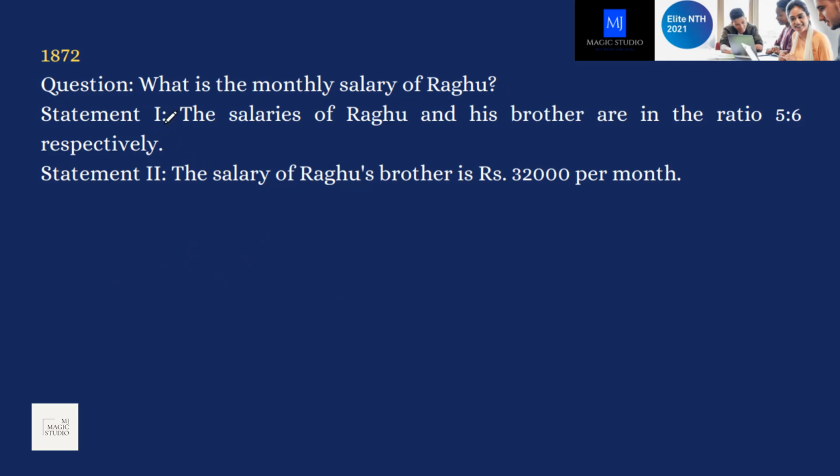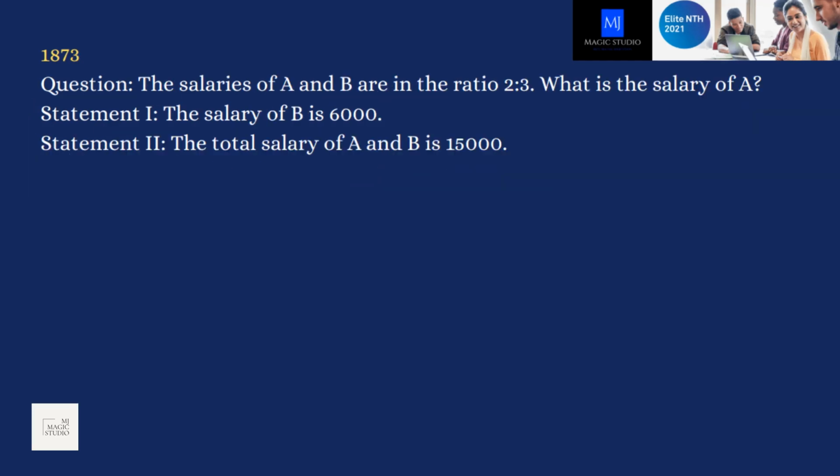Next one: what is the monthly salary of Raghu? Statement 1 says the salaries of Raghu and his brother are in the ratio 5:6. With this we can't answer what is the salary of Raghu. Statement 2 says the salary of Raghu's brother is 32,000 per month. With this statement alone also we won't be able to answer. But if we combine these two, you would be able to find the salary of Raghu. That means both statements together are required to answer this question.